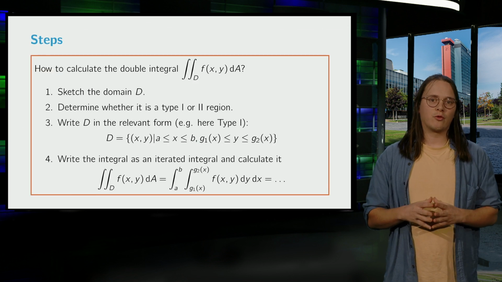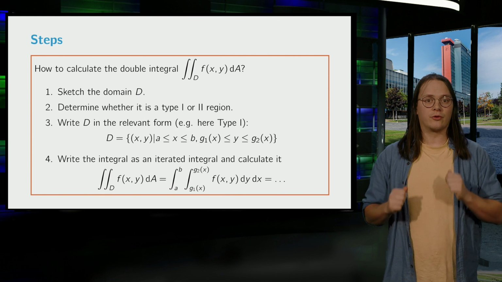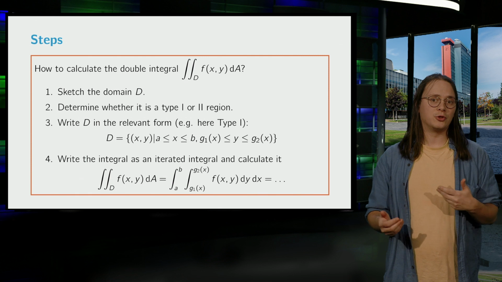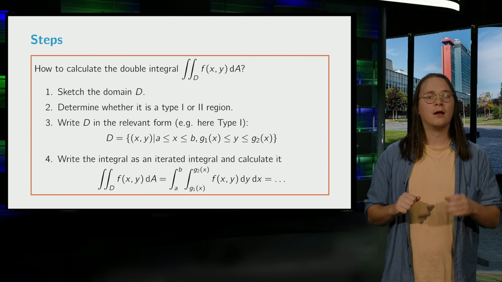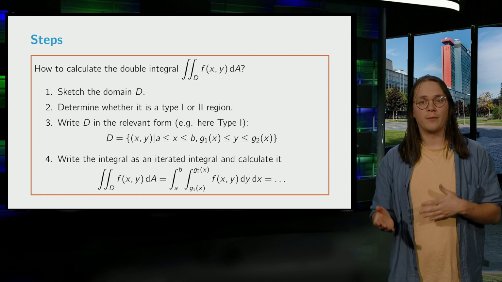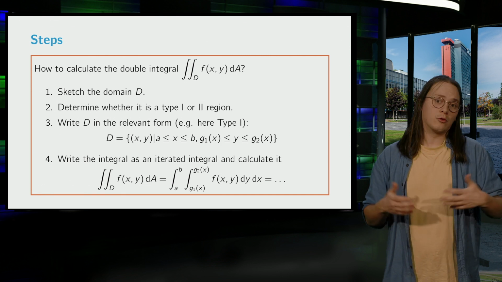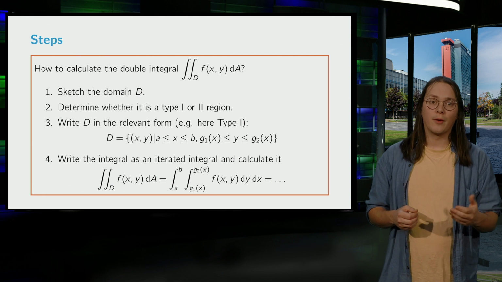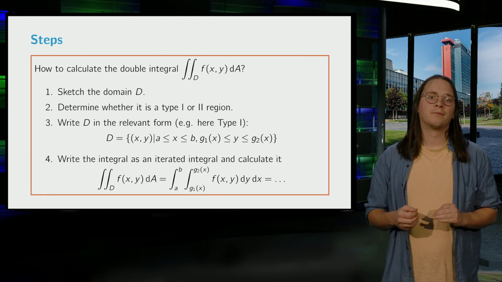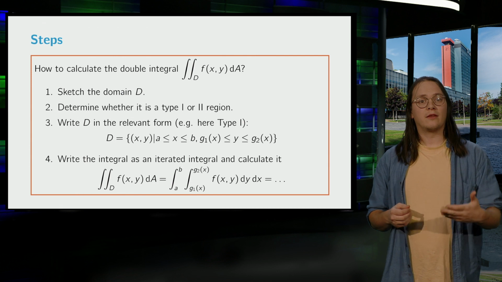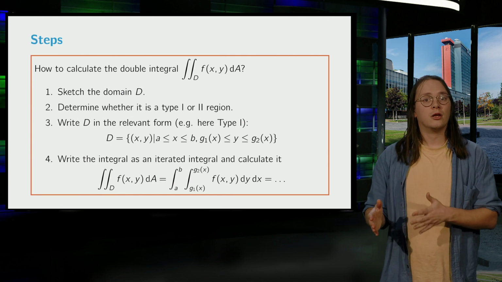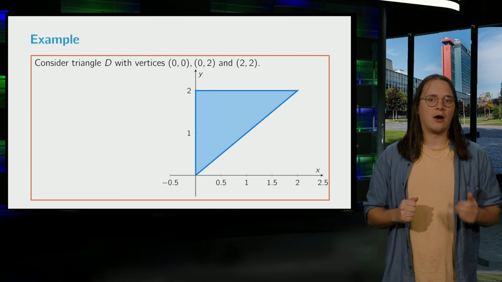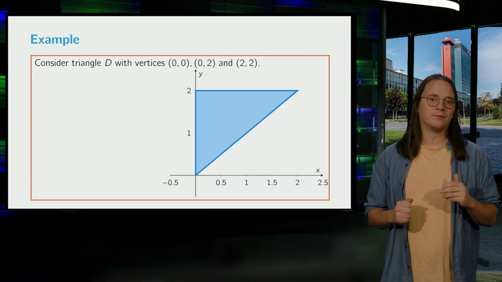So what would be a general procedure to compute a double integral? The first step is always to sketch the domain D, as it helps you to visualize the situation. Based on this sketch, you can then determine whether it's a type 1 or type 2 region or both. In the third step, you write the region D in the relevant form matching the type you just determined. And the final step is to write the double integral as an iterated integral, which you can then proceed to compute. Let us take a look at how this works out in a concrete example.